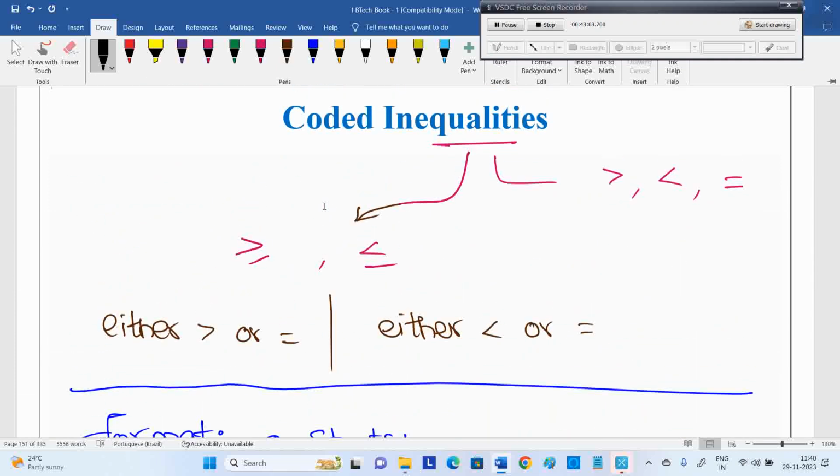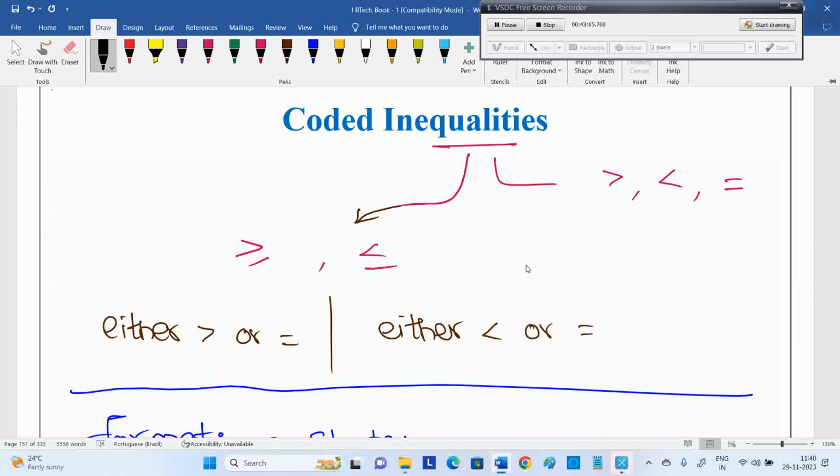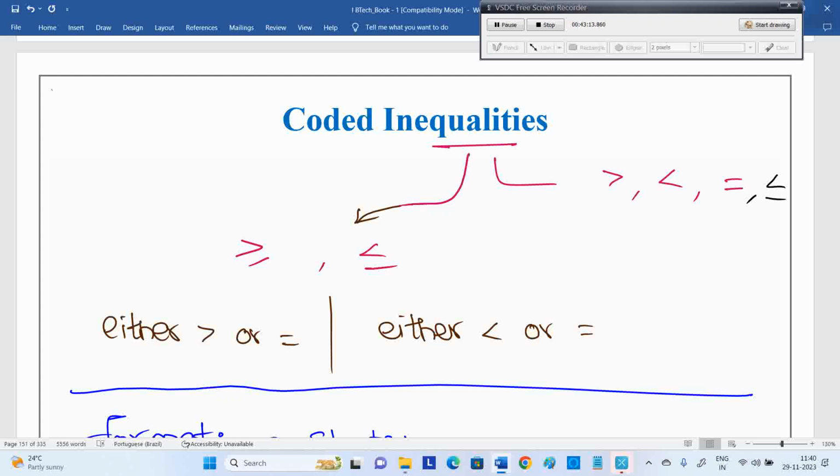I hope you copied this. If not, note it down. Reading that either less than or equal, either greater than or equal, in inequalities they're using all these symbols. These all five symbols we can find in every question.